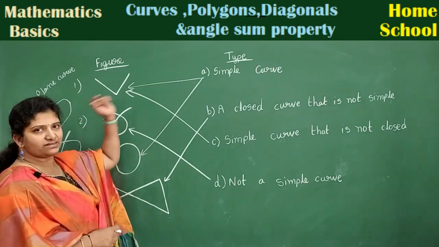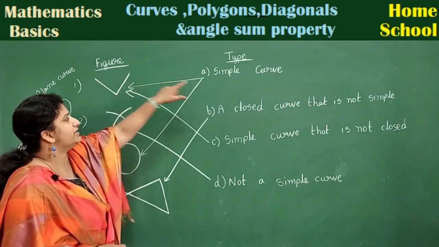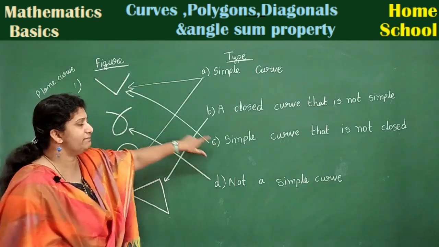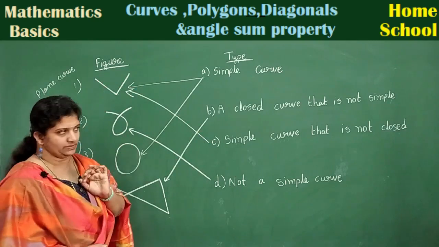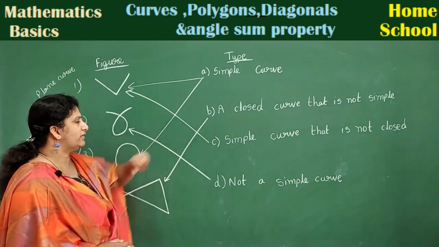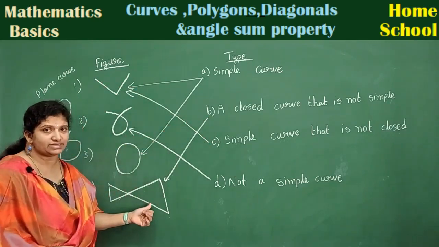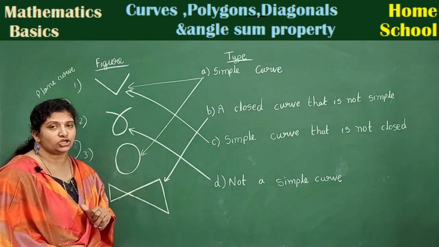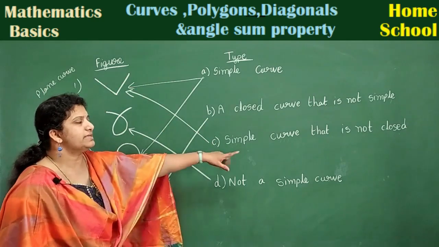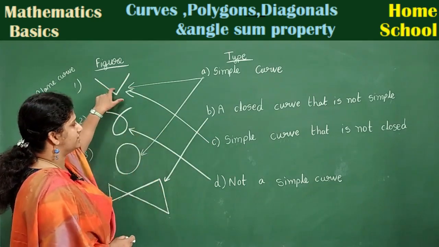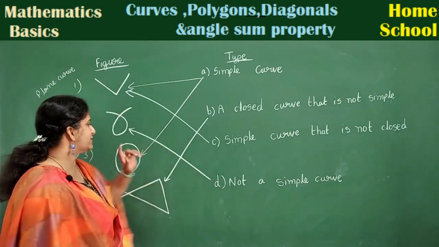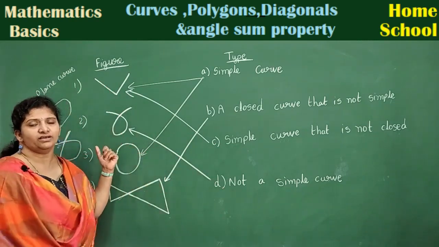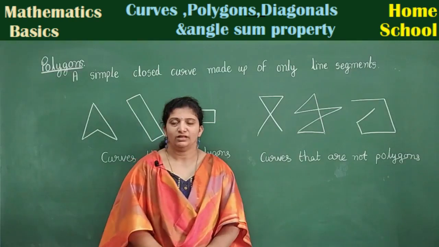So what are the answers you have written for this? It is a simple curve. It is a simple curve that is not closed. A closed curve that is not simple. This is a closed curve but it is not simple. Simple curve that is not closed. This one. And not a simple curve. This is not a simple curve.